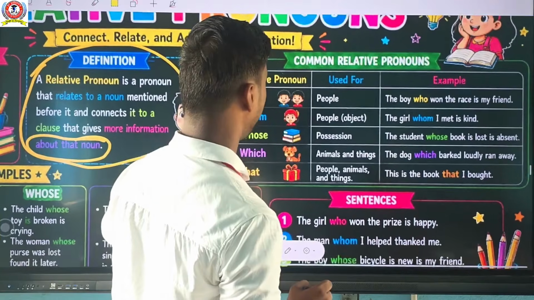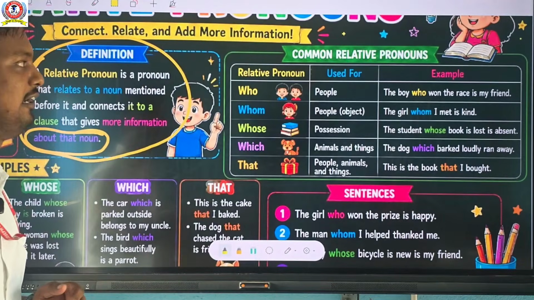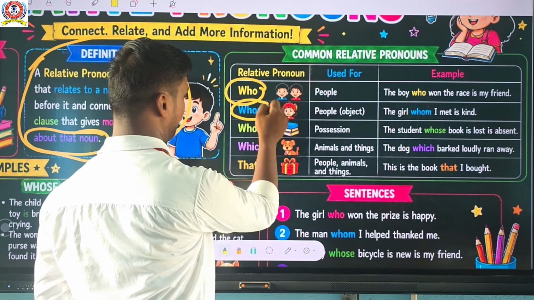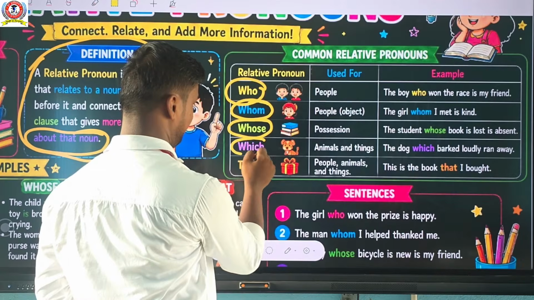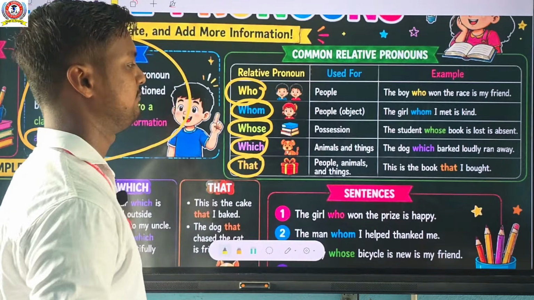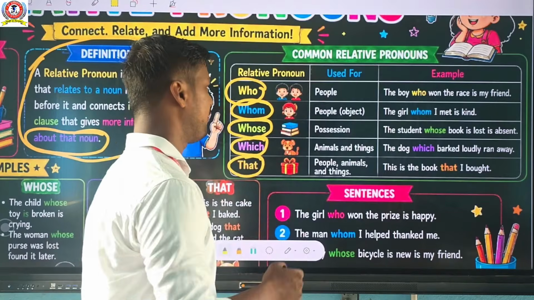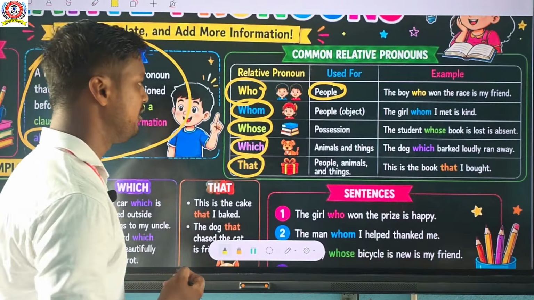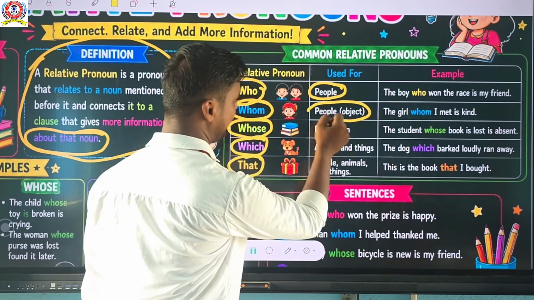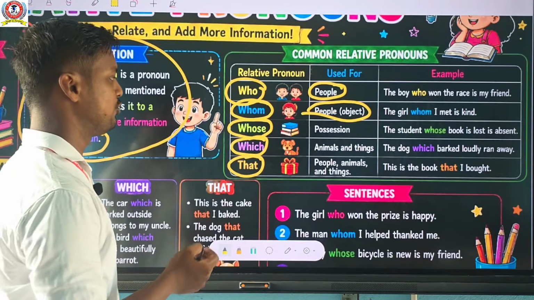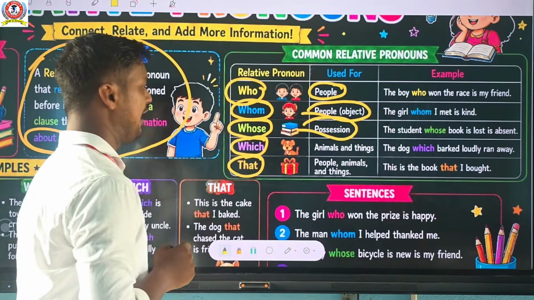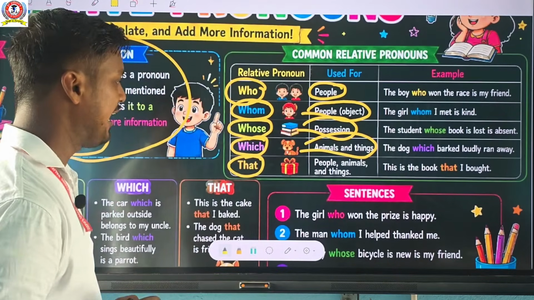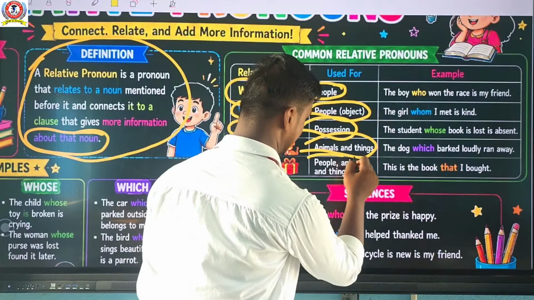First, we have to know some common relative pronouns. What are the common relative pronouns? Who, whom, whose, which, and that. Who is used for people. Whom is used for people as object. Whose is used for possessions, which is used for animals and things, and that is used for people, animals, and things.